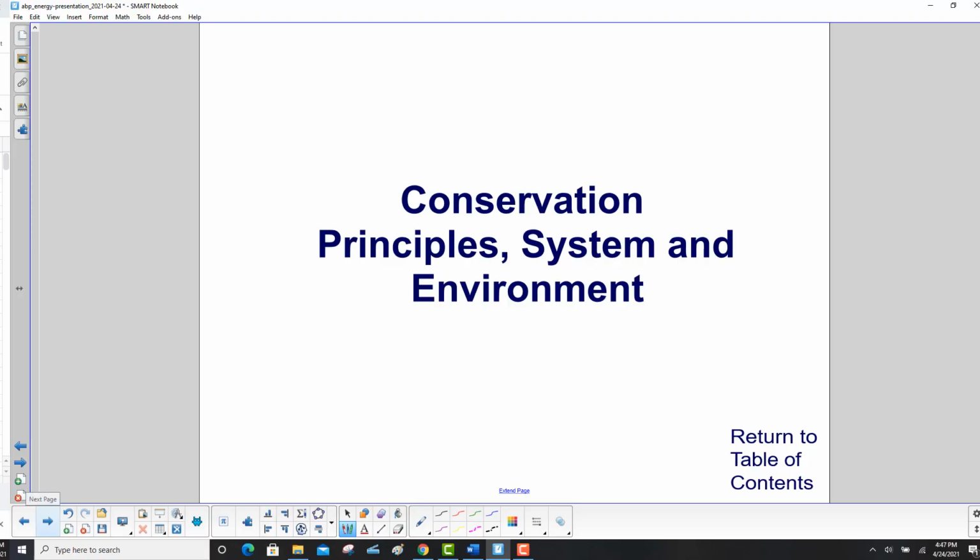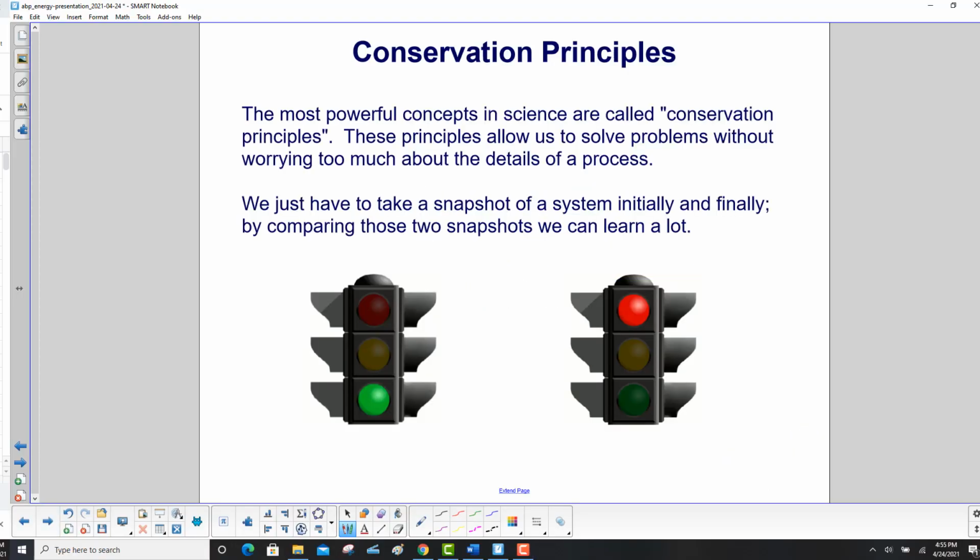Conservation Principles, System, and Environment. The most powerful concepts in science are called conservation principles. They allow us to solve problems without worrying too much about the details of a process. We just have to take a snapshot of a system, initially and finally. By comparing those two snapshots, we can learn a lot.